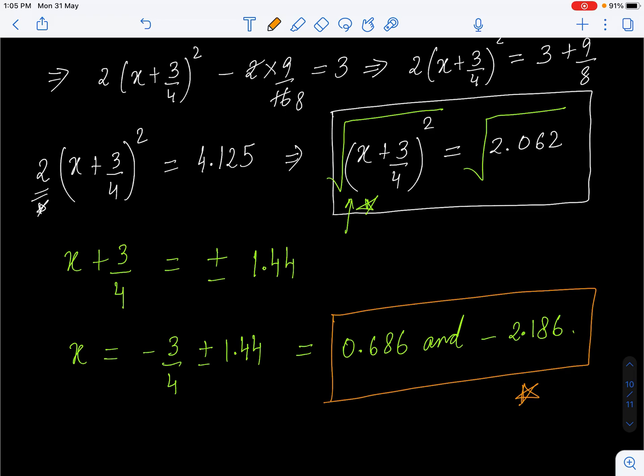If in the question, again I am saying, if the question says you have to find the exact value, then you don't have to do the square root of this, or you don't have to find this. You can just directly do it from here.